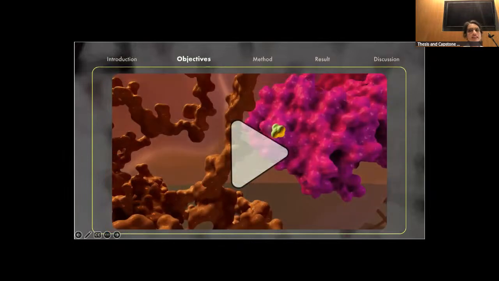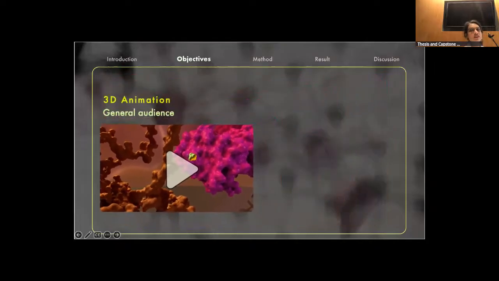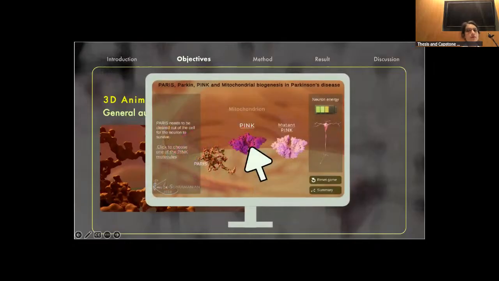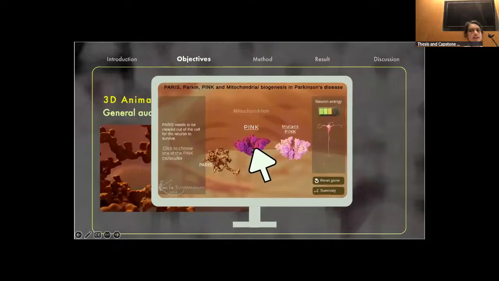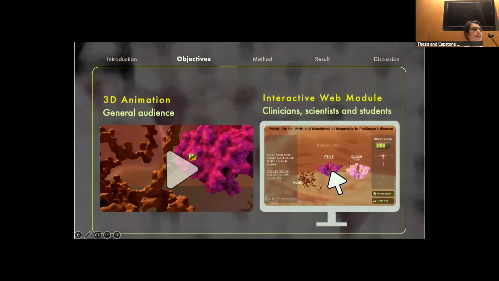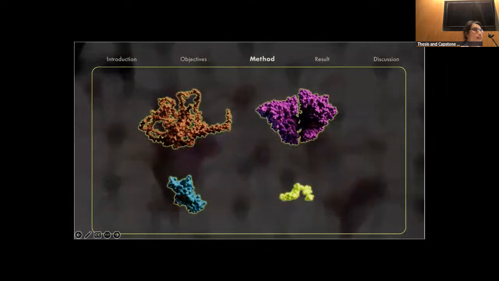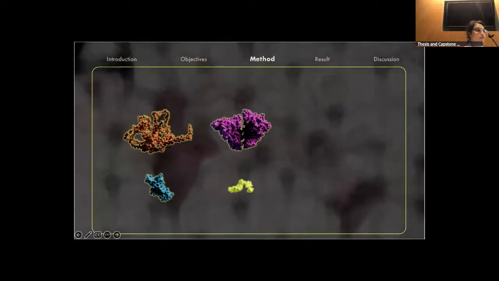Instead, this thesis aims to educate a general audience about this pathway using an engaging 3D animation that's about 3.5 minutes long. And this will serve as an introduction to explain the interaction of the molecules more effectively with their changes across space and time. And further, an interactive web module will allow for repeated engagement with the more detailed material for self-directed learning for clinicians, scientists, and students.